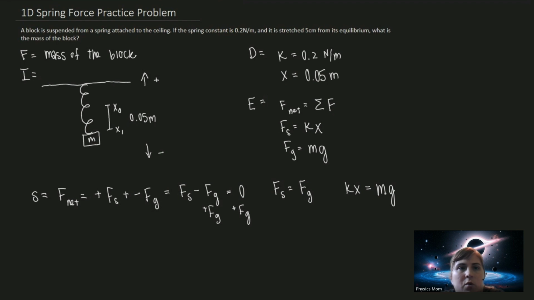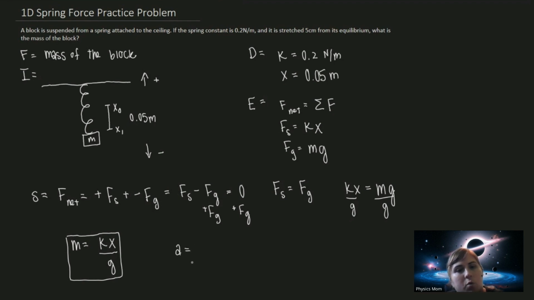And what am I looking for? I'm looking for the mass of the block. So I'm going to divide by gravity on both sides. I get that the mass of the block is equal to the spring constant times how far it's being stretched from its equilibrium, divided by the gravitational pull. And that's my equation. I'm done at that point in terms of my solution. The last letter in our acronym ADESA is answer.